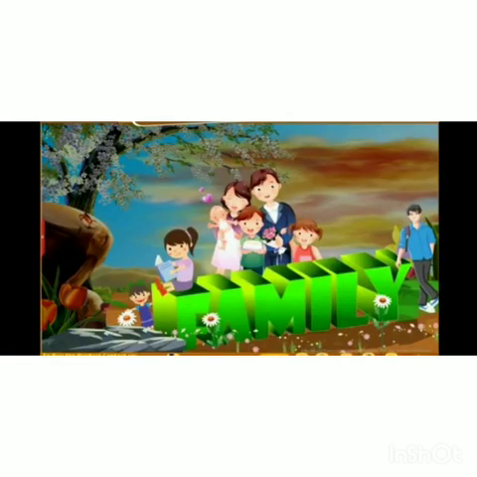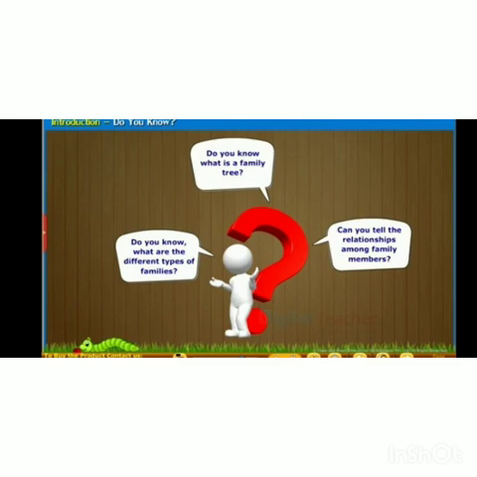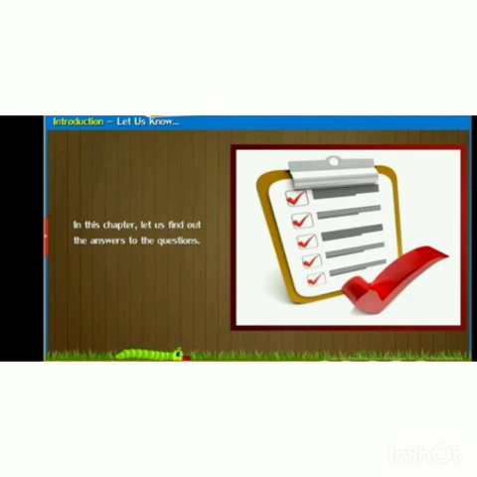Very good. Now we are going to see an introduction about family, because our EVS first lesson, that is Annie's Day, is about Annie's family and her family members. Okay, so before that, shall we learn about what is a family tree and the types of family?